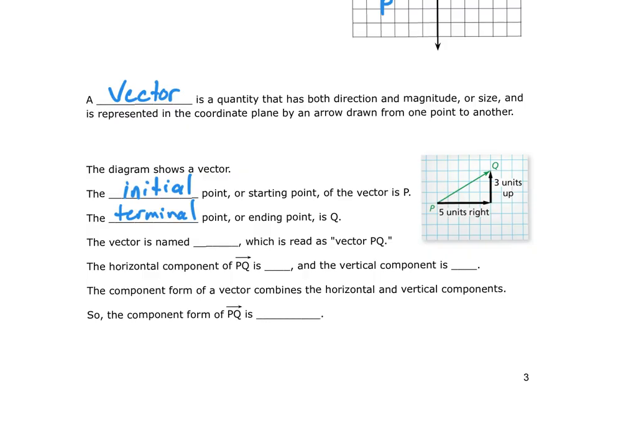The vector in this case is named PQ, and then here's a new symbol that we haven't seen before. It's kind of like a ray, but it doesn't have an arrow going top and bottom. It just has a half arrow on top. And so we read this as vector PQ. The horizontal component of PQ, horizontal means left or right. In this case, we went 5 to the right.